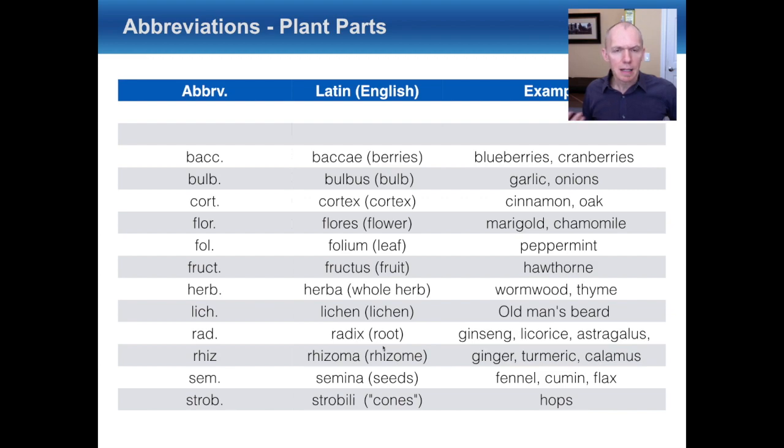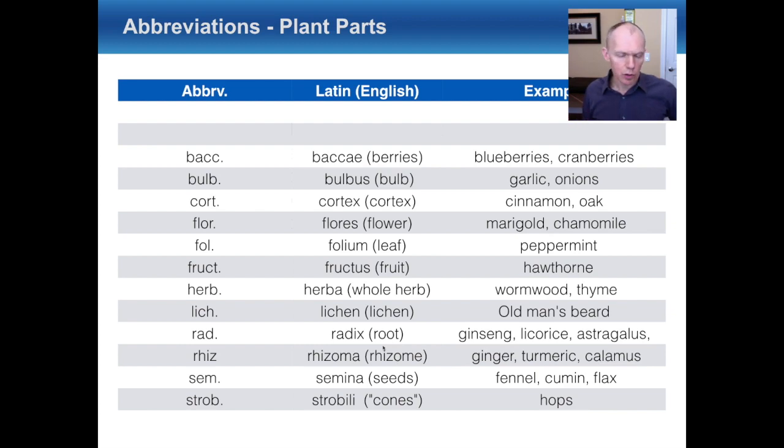Okay. Now the final one is strobili, and this refers to the cone. These are like the pine cones, and other coniferous trees produce cones. It's kind of a specialized type of flower. The only herb that I can think of that has these types of cones that you use in practice would be hops.